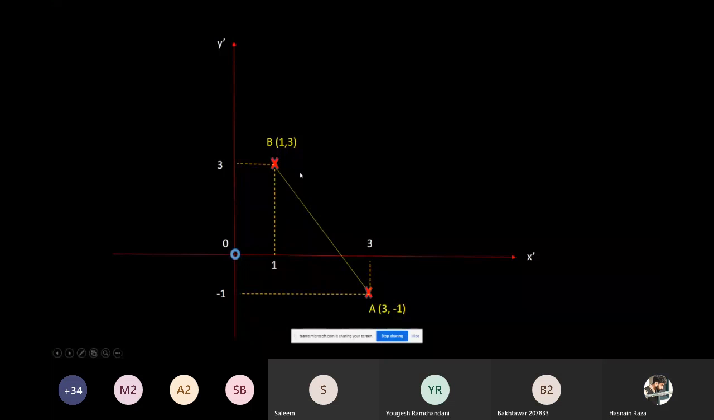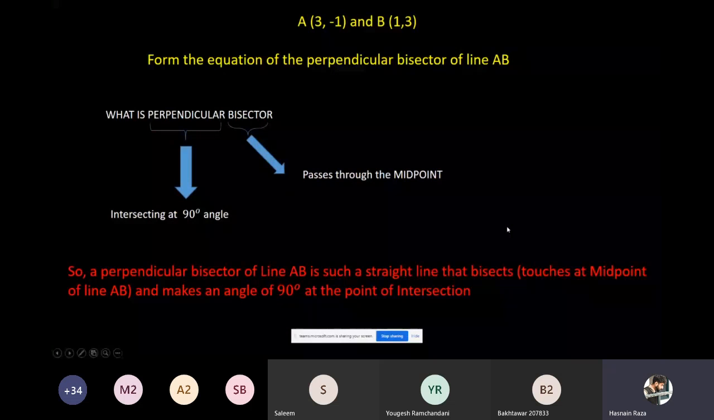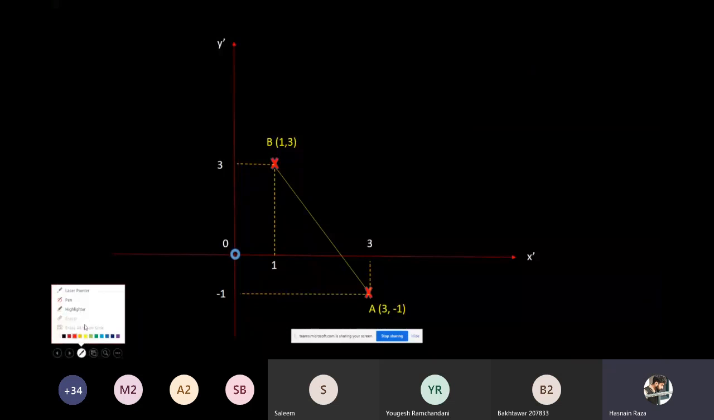This is the line AB. We do not have to form the equation of the line AB itself. We have to form the equation of a line which is perpendicular bisector of this line AB. ठीक है? तो perpendicular bisector का मतलब क्या है? एक ऐसी लाइन जो बिल्कुल बीचों बीच से गुजरेगी और 90 डिग्री बनाएगी. A straight line that will pass through the midpoint of this.